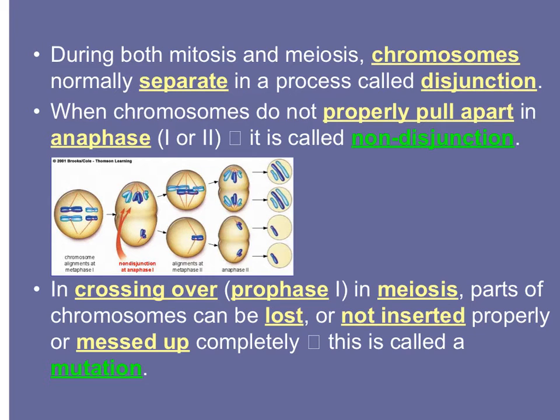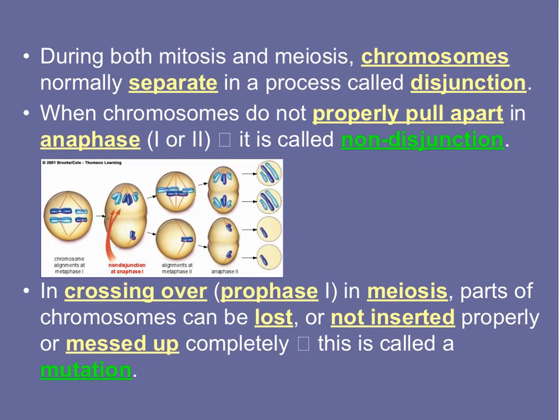Now, when we're talking about mistakes during mitosis or meiosis, there are sort of 2 types of mistakes. The first type is called non-disjunction, and I'll get into what that means. And the other type is a mutation. So let me explain non-disjunction first.